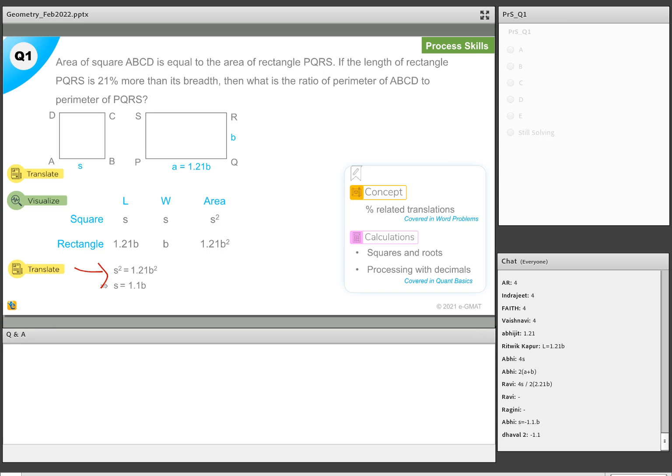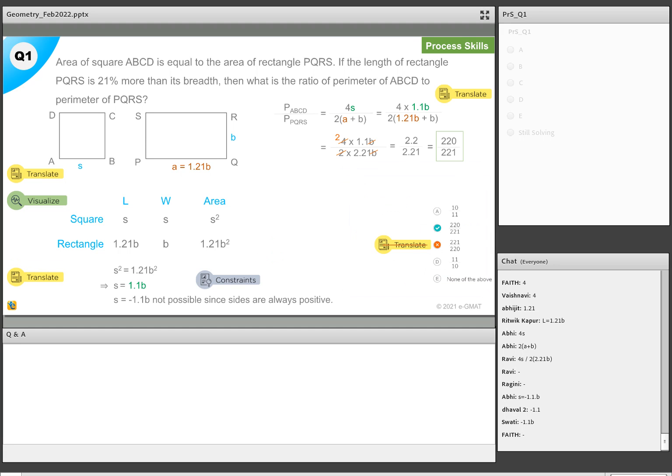So based on S square equal to 1.21 B square, what can you say about S? S equal to 1.1 B. In reality, please note, there are two answers that are possible, right? For S square equal to 1.21 B square, what is the other possibility from a pure math perspective? Yes, from a pure math perspective, you can also have the value of S equal to minus 1.1 B.